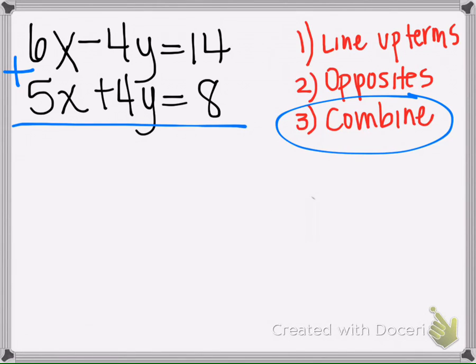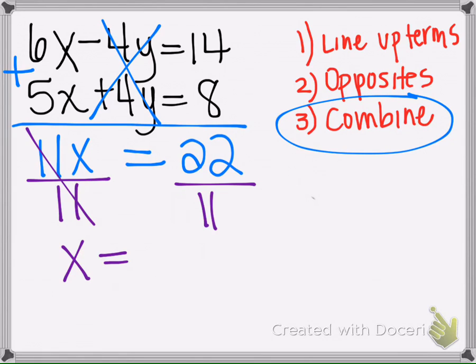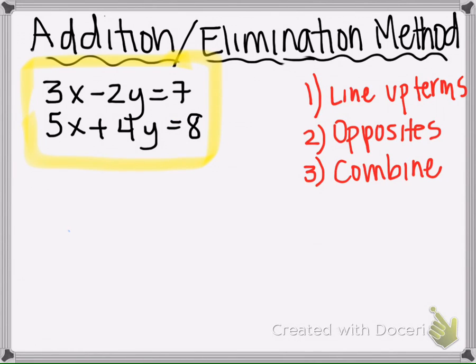So 6x plus 5x is 11x. -4y plus 4y, that's 0. 14 plus 8, that's 22. And now we're going to divide both sides by 11, and we get that x equals 2. So if we write our answer as an ordered pair, x goes first.